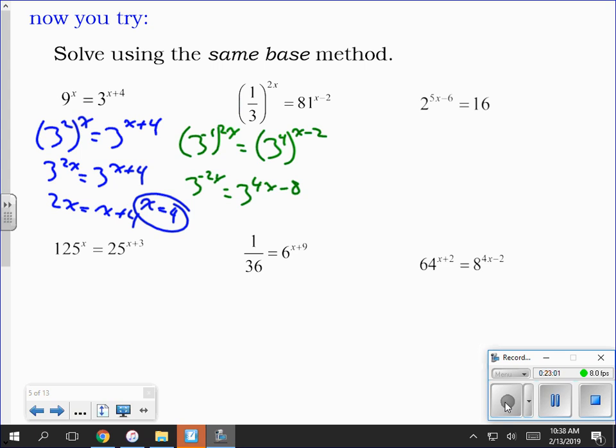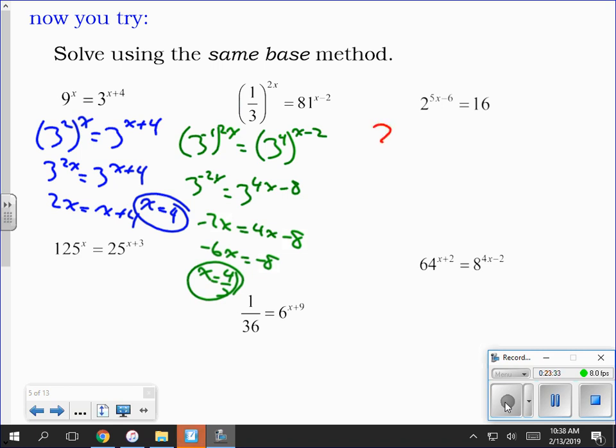So that means negative 2x equals 4x minus 8. Subtract 2x, negative 6x equals negative 8. X equals 8/6, which is 4/3. So you get 4/3 on that one.